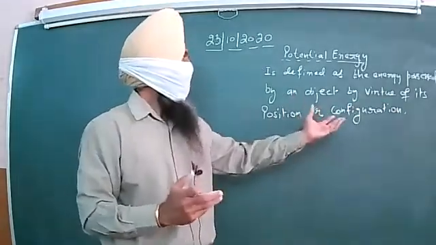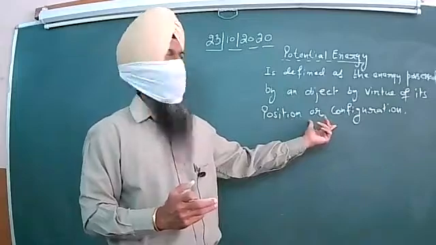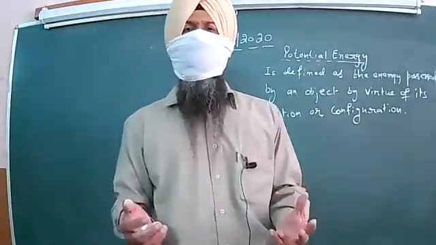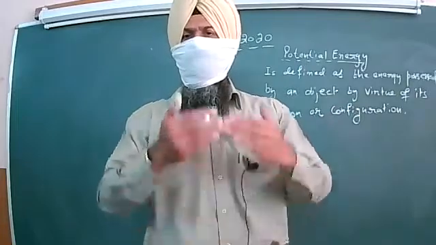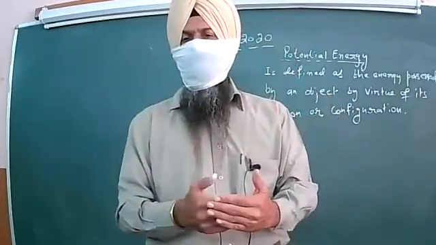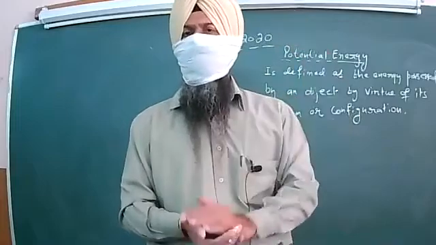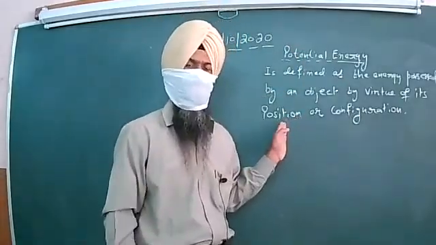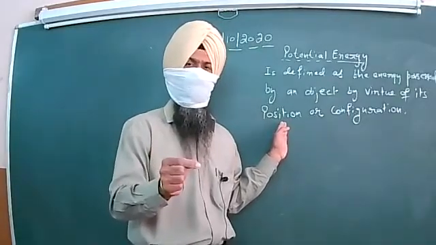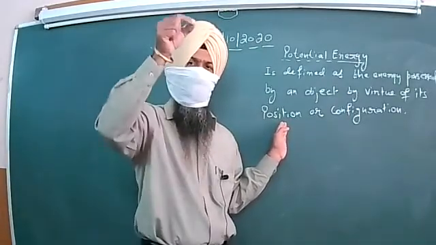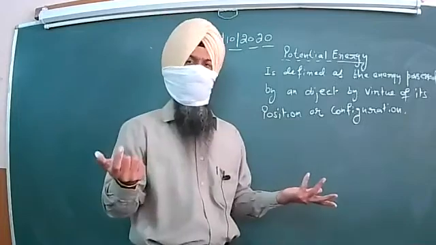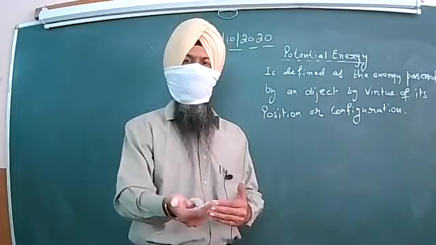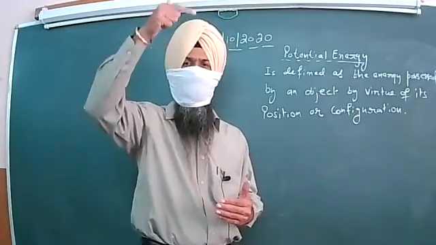How can we relate these two, position and configuration, with the potential energy? Position means that when we lift an object from the ground level up to some height, then energy is stored in the body. This is due to the position. What we actually did is that we changed the position of the object from the surface of the earth up to some height. So we have to perform some work, and that work then gets converted into the potential energy that is stored in the object.